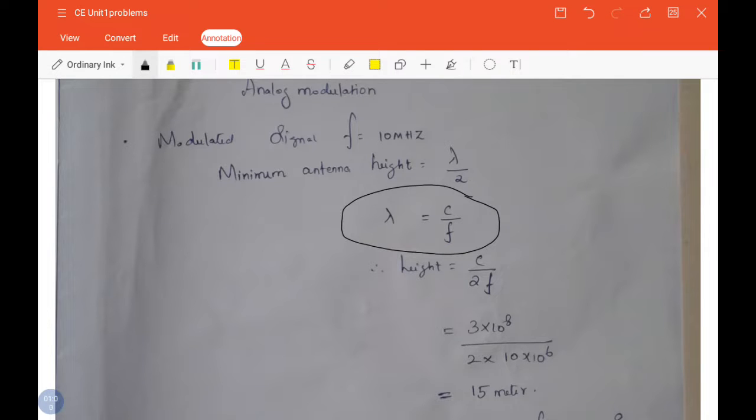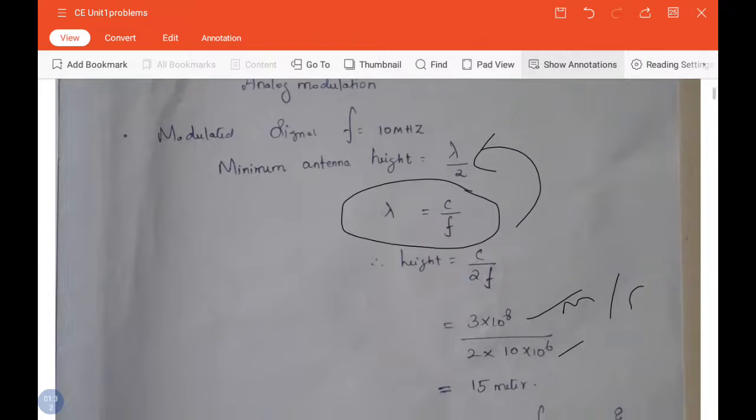If you want to calculate antenna height, substitute this lambda value in the height equation. Then you get height is equal to c by 2f. By replacing the values, c is 3 into 10 power 8, a constant, and twice the modulated signal frequency. We substitute and get the answer as 15 meter. The unit of c is meter per second.